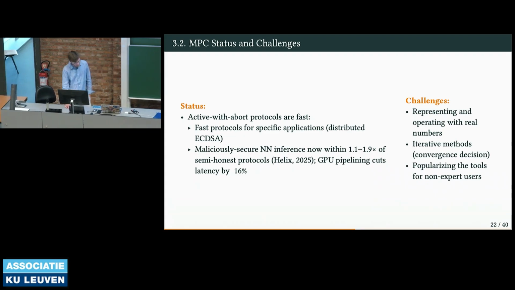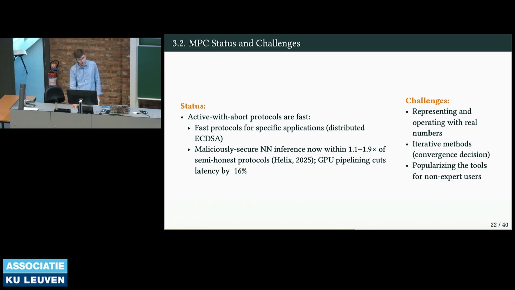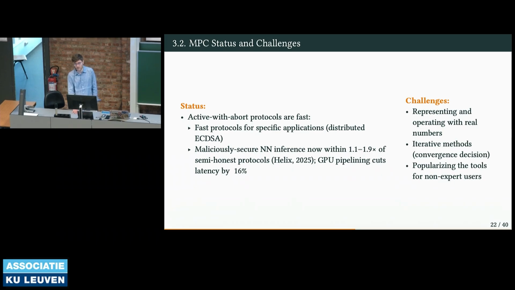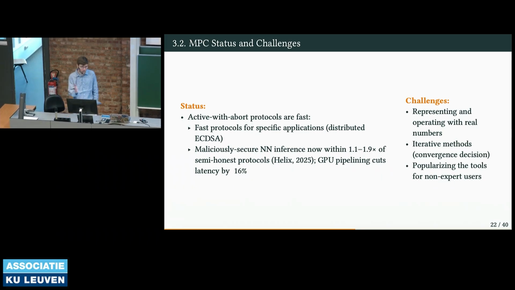One of the problems with MPC is representing and operating on real numbers. Floating point precision is difficult to handle, because you need to remember how many decimal places and these kinds of things, and handling all of that within the MPC privacy preserving mechanisms is difficult.